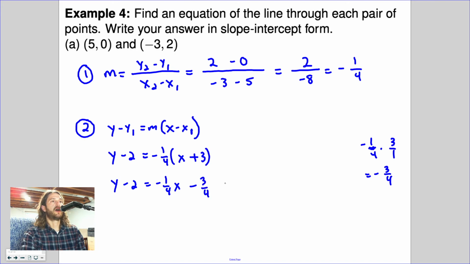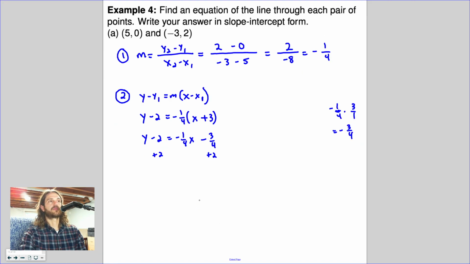There we go. Now, it's still not in slope-intercept form, even though this looks like it, because it doesn't say y equals on the left. It says y minus 2. We've got to get rid of this minus 2 by adding 2 to both sides, which will give us y equals negative 1 over 4x plus, now this is $2 minus 75 cents, $2 minus 3/4, which is plus 1 and 1/4, or 1.25. So there we have our answer in slope-intercept form.